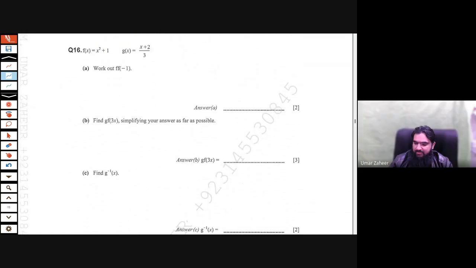Now we have the next one. We have f of x is equal to x squared plus 1 and g of x is equal to x plus 2 divided by 3. We have to work out f of f of minus 1.